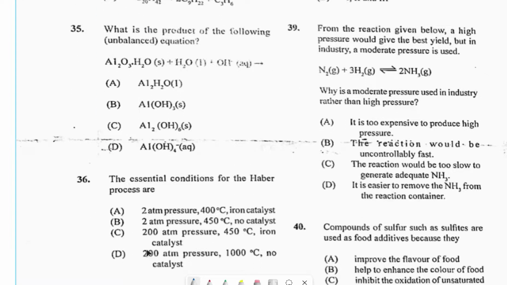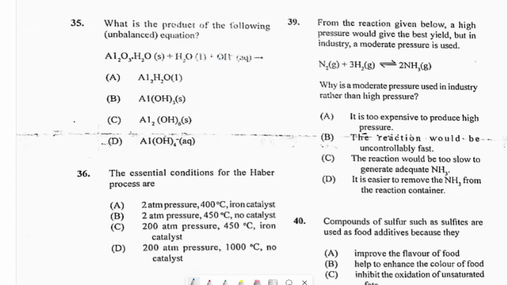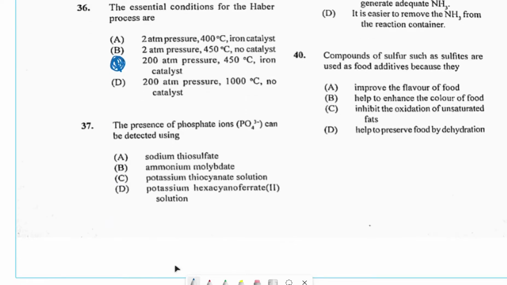What is the product of the following unbalanced equation? This one, I just add OH minus. Whenever an ion is attached or becomes a part of a neutral molecule, you'll find that the molecule's overall charge will be that of the ion. So the answer is D. Essential conditions for the Haber process are 200 atmosphere pressure, 450 degrees Celsius, and an iron catalyst has to be present. C.